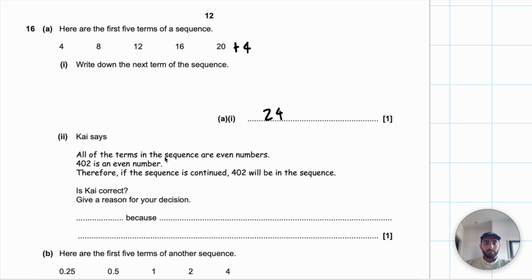Kai says all of the terms in the sequence are even numbers. That's true. 402 is an even number. That is also true. Therefore, if the sequence is continued, 402 will also be in the sequence. Is Kai correct? Let's look at all of these numbers. All of these are multiples of 4. This sequence is just 4n. Is 402 a multiple of 4? I know that 4 times by 100 is 400, and then 1 after that would be 404. So that means 402 is not a multiple of 4. So the answer is no, because 402 isn't a multiple of 4.